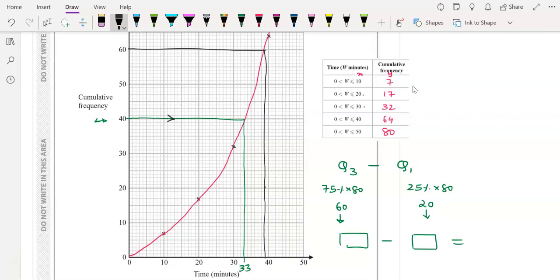It gives me 39. So your upper quartile is 39. For lower quartile, we need to start with 20. Go to your graph and come down, find the corresponding x, that is 23. So 39 minus 23, so your final answer is 16 minutes, which is your interquartile range.